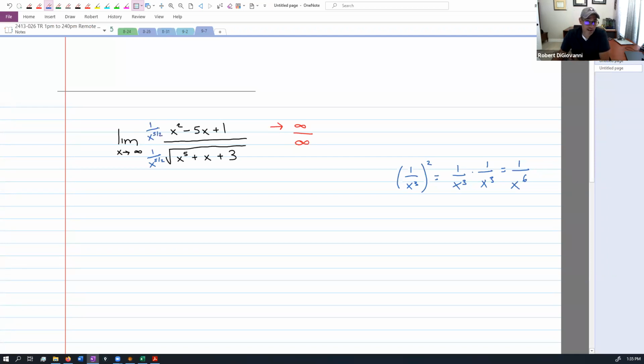Now, why again? Because I want the x to the 5th to cancel, right? I want that to go away. So I need to figure out, like, what do I square to get x to the 5th? So I have to take 1 over x to the 5 halves. If I multiply that times itself, that's 1 over x to the, well, I add these up, right? 5 halves and 5 halves gives me 10 halves. And that would give me 5.